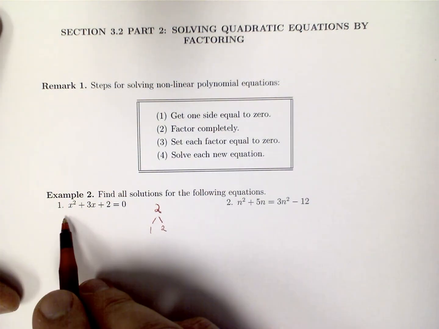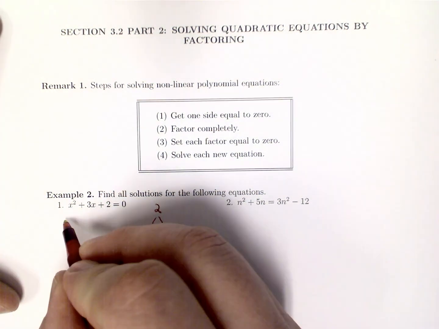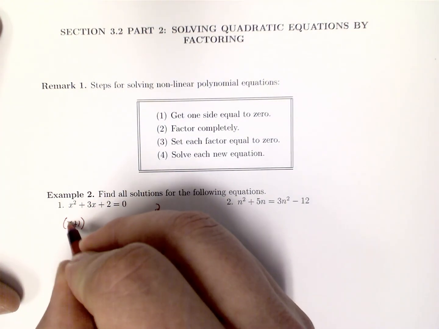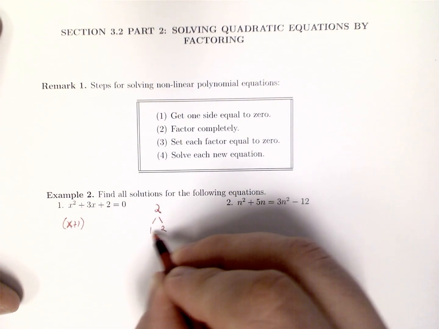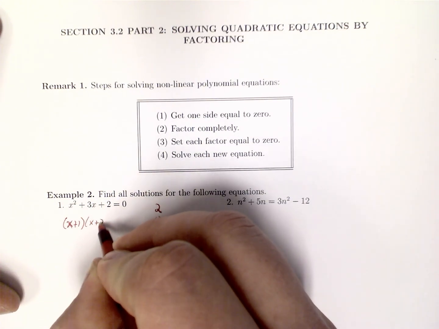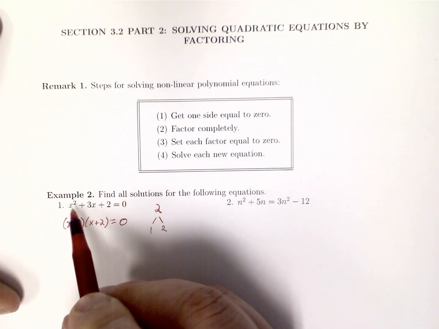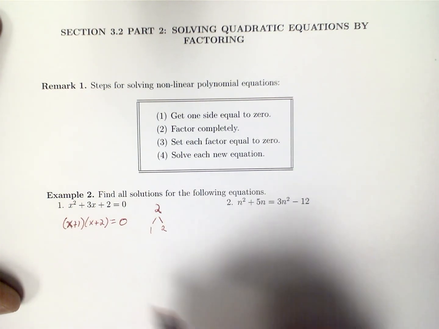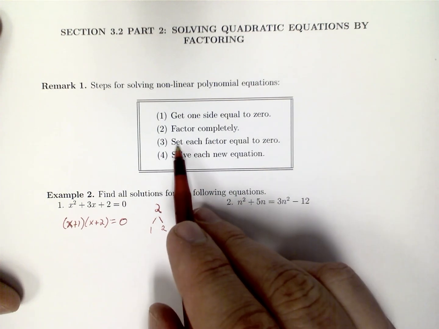And as it turns out, the nice little shortcut says that this factors into x plus 1, because both of these factors over here are positive. So x plus 1 and x plus 2. So x squared plus 3x plus 2 factors into x plus 1, x plus 2. And now we can go to the next step.